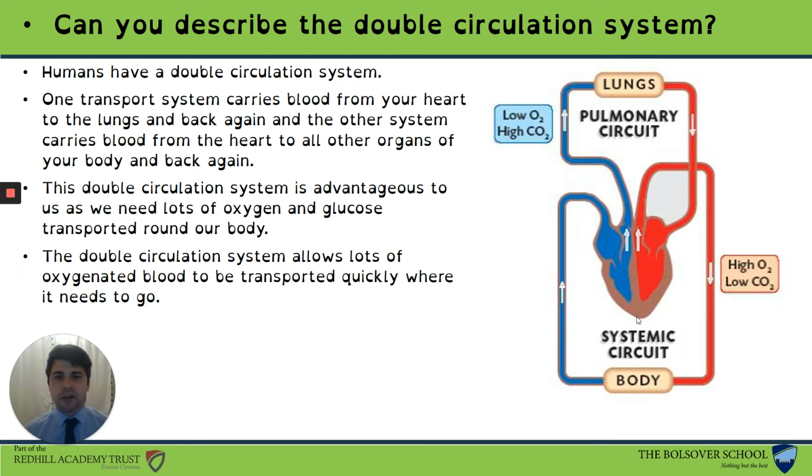That should be ringing bells. We need oxygen and glucose for aerobic respiration, and that's the process or the chemical reaction that allows us to produce energy. And without energy, obviously, we wouldn't be around for very long. So the double circulation system means that we can really efficiently transport important substances like oxygen and glucose around our body. Okay, so with that in mind, we're then going to look in lots more detail at blood vessels. So these tube-like structures that allow blood to move around our body.